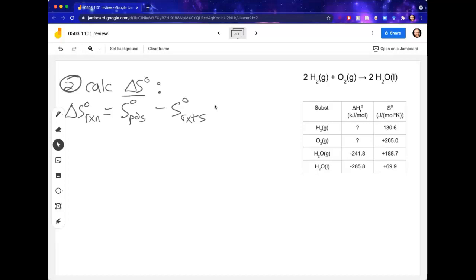So let's go through the process one more time to calculate delta S of the products. We're going to be using that 2 moles that we had the first time, and then we're going to match it up with the value from the table for the entropy this time.